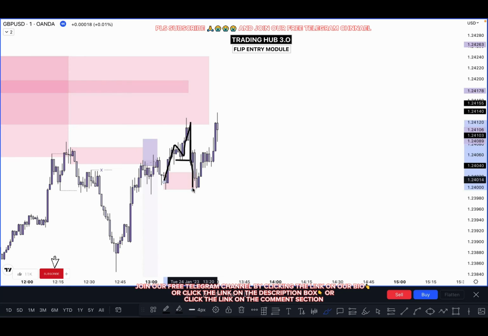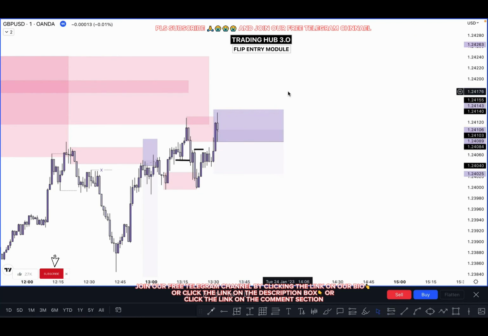So in this case, where is our inducement? At least this one. This is a small pullback here, and after taking out this small pullback, definitely you can sell here. Where can you sell at this time? Okay, based on the change of character, you can sell here, and this is our entry. The first entry is here. Look at this one. Okay, the first entry is here, and where is your stop loss? Just above it, based on the chalk entry model.